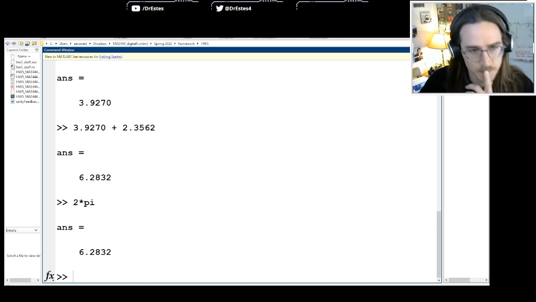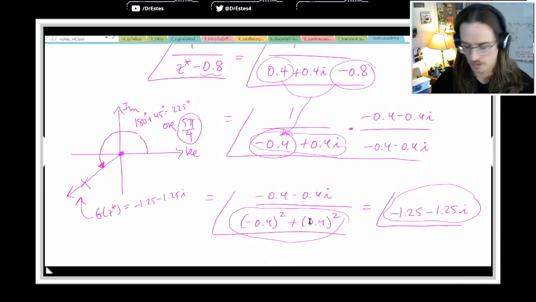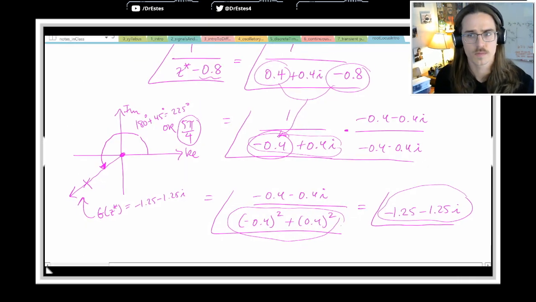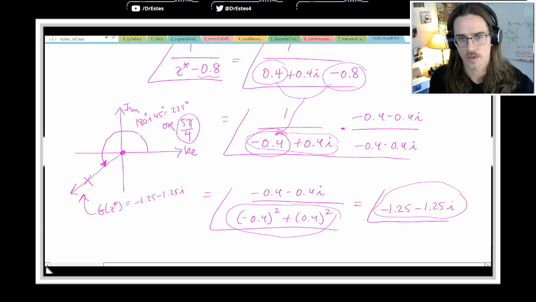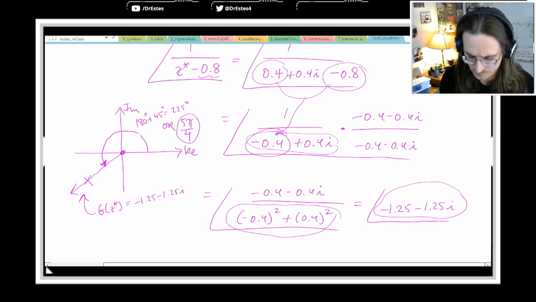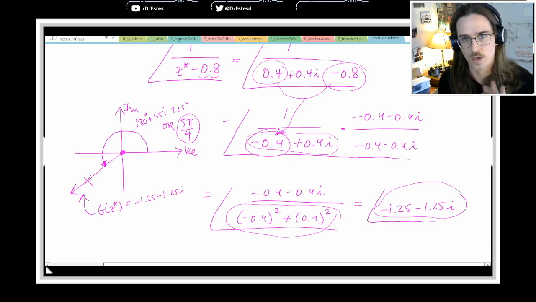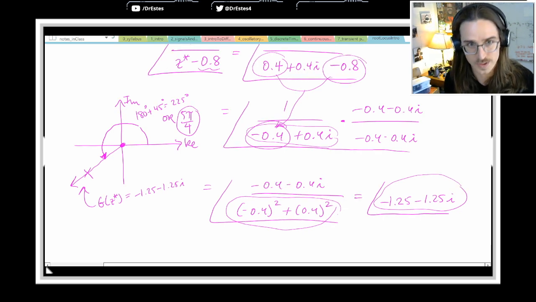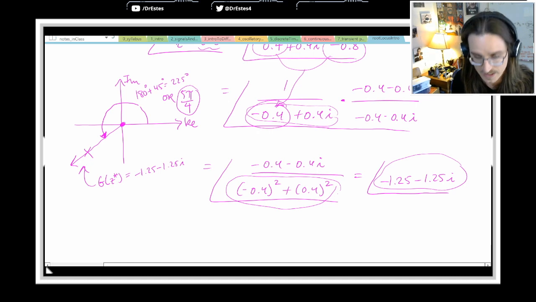Let's go back, because I said I wanted to show you a third way. So I'm going to show you this third way really quick. And you might be like, why does there have to be a third way if MATLAB does this so quickly and so easily? Good point, but this third way is going to help us in a second.